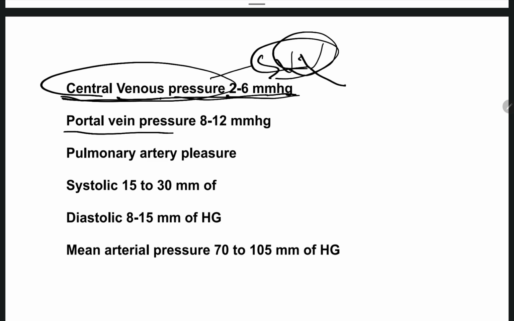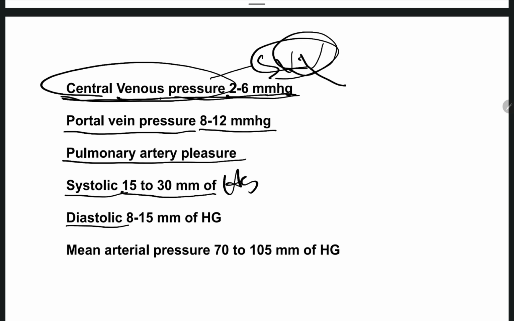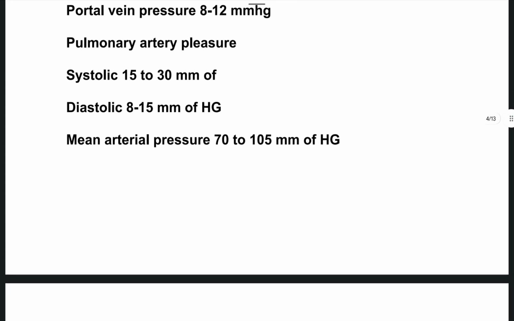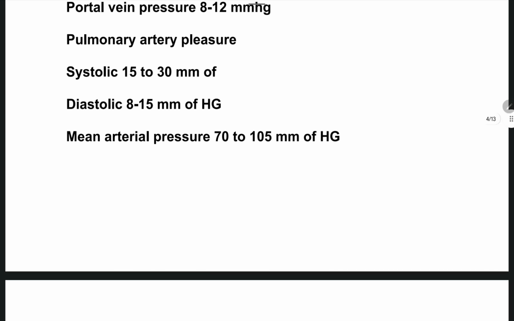The next one is portal vein pressure, which is 8 to 12 mm of Hg. And the next one is pulmonary artery pressure. In this pulmonary artery pressure, we have systolic and diastolic. Systolic is 15 to 30 mm of Hg, and the diastolic is 8 to 15 mm of Hg. That is pulmonary artery pressure. And the next one is the mean arterial pressure. Mean arterial pressure is 70 to 105 mm of Hg. We can assess the mean arterial pressure on the aorta.